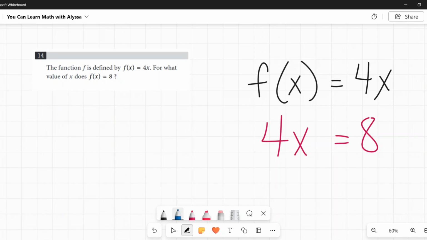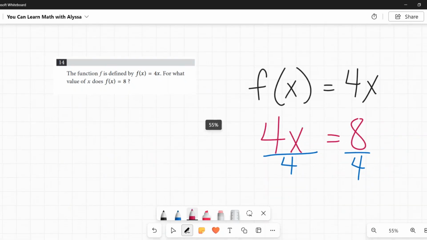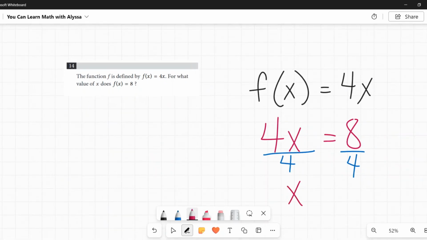4 times x equals 8. To undo that times 4, I need to divide by 4. 4x divided by 4 is just x. And on the right, 8 divided by 4 is 2. So when x is 2, f of x equals 8.